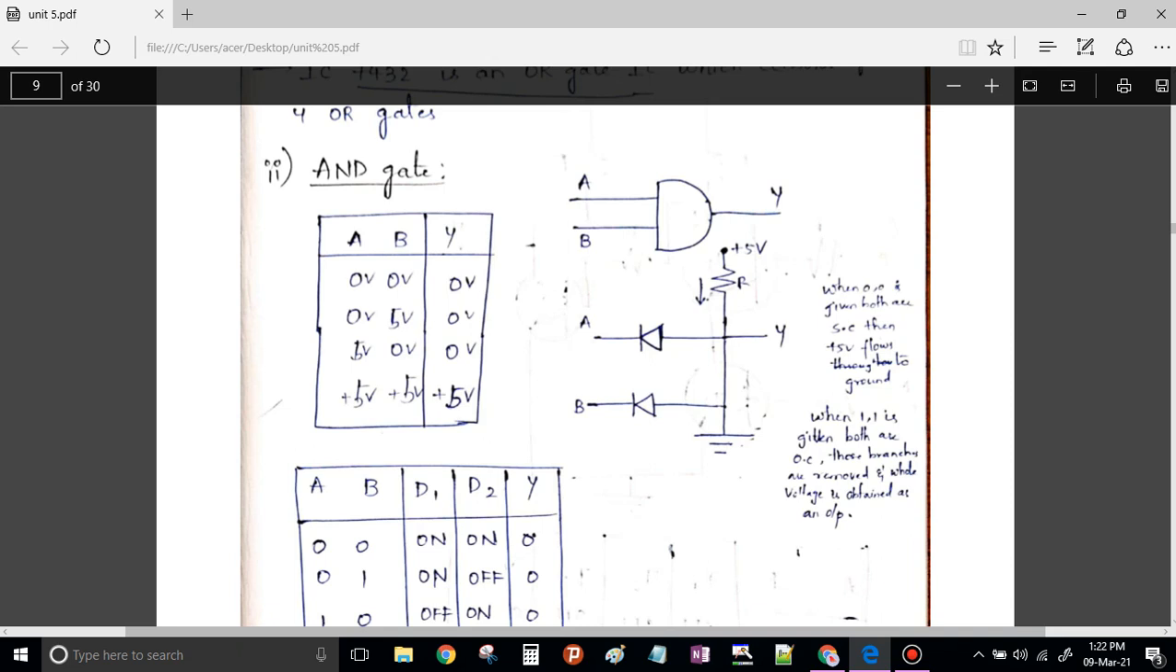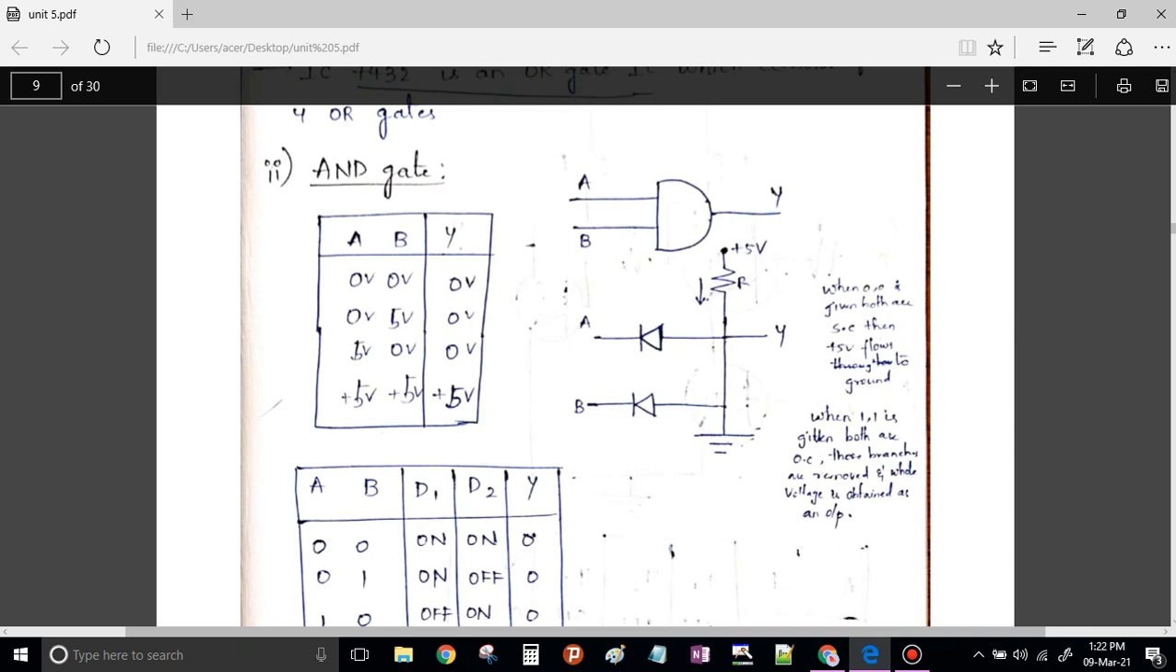Now in the last case, from these three things I understood that when 0 0 output is 0, 0 1 output is 0, 1 0 output is 0. That means if I see these three combinations, I can understand this is almost a NAND gate. So I have to verify with the last input combination, that is 1 1.